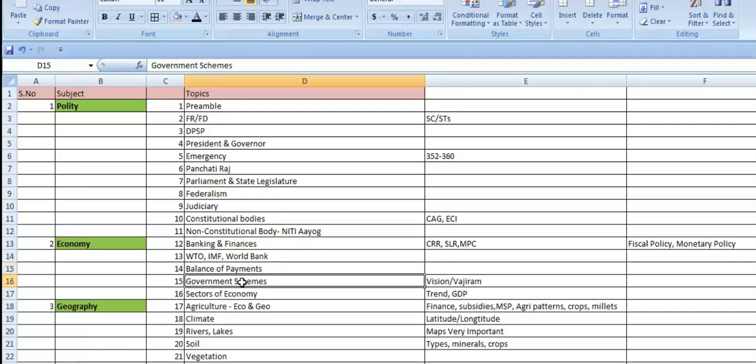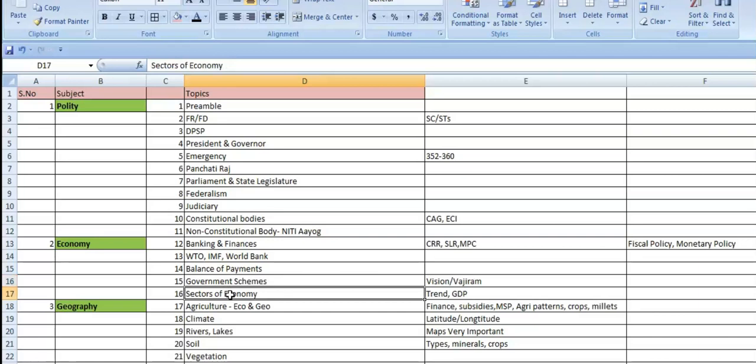Next one is the government schemes that are being implemented when it comes to economy, like digital currency and all these things, any schemes implemented by the Government of India. For that, Vision and Vajiram's notes are very, very perfect when it comes to government schemes. You can refer to their notes. It's very, very simple also.